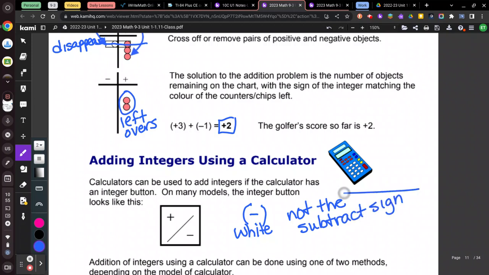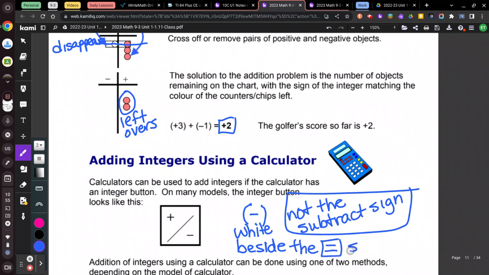So it's usually white, and it's not the subtract sign. It's beside the equal sign, and you're looking for the negative. The negative button will look like that, with a negative in brackets.